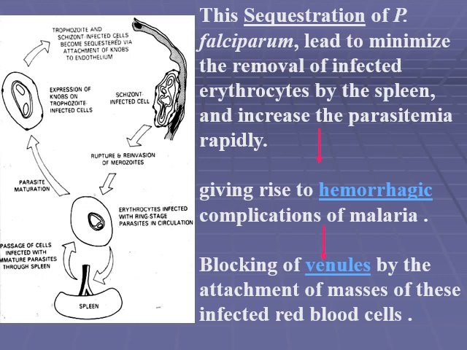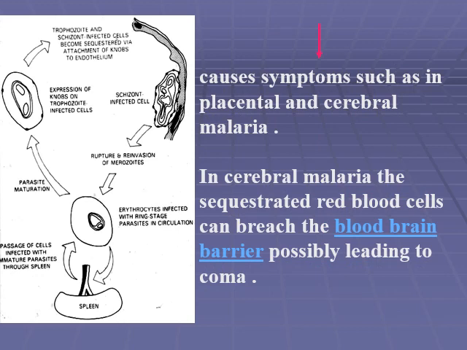This minimizes the removal of infected erythrocytes by the spleen and increases parasitemia rapidly, giving rise to hemorrhagic complications of malaria, blocking the venules by the attached mass of these infected red blood cells. This makes the infected and uninfected cells stick to one another, forming a clot-like mass. This causes hemorrhage. So this leads to symptoms such as placental and cerebral malaria. In cerebral malaria, the sequestered red blood cells can break the blood-brain barrier, possibly leading to coma.